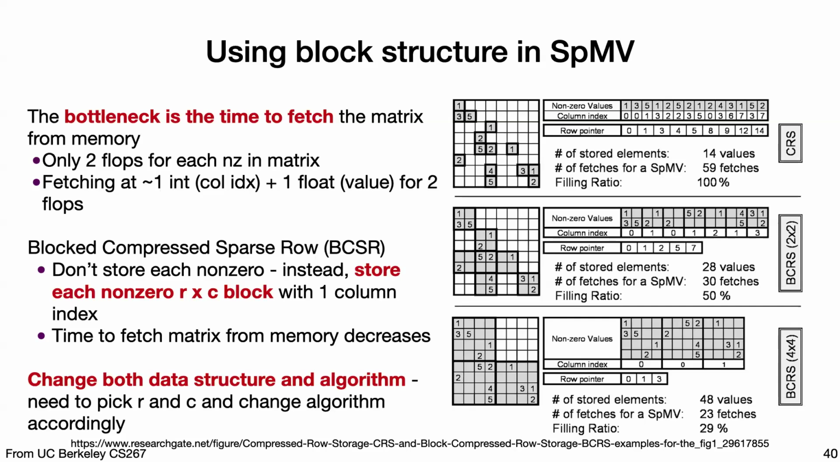And the column index is given by, when you cut the whole matrix into blocks, each block has a block row and block column. So this would be 0, 0. This would be 1, 1. So that's the same, that's the given column index, and the row pointer is the same. It has the same meaning as in CSR, as the offset.